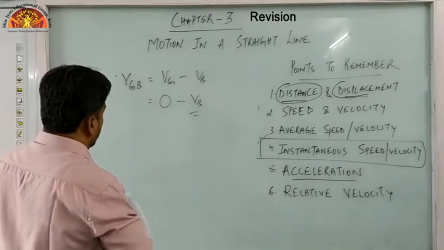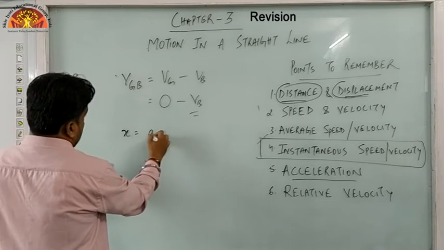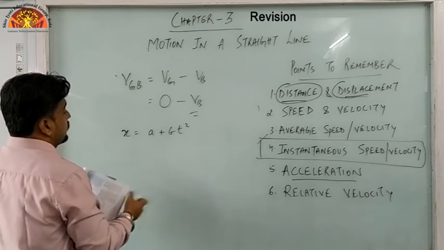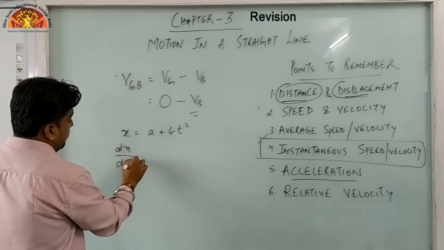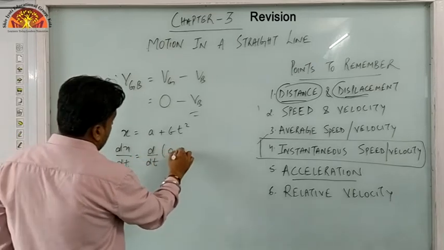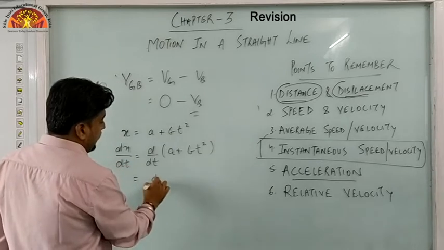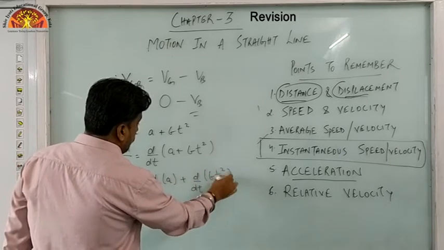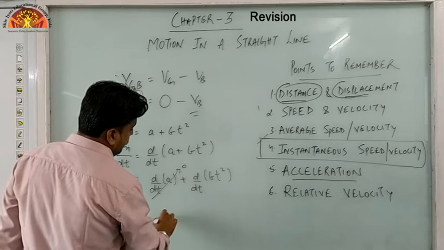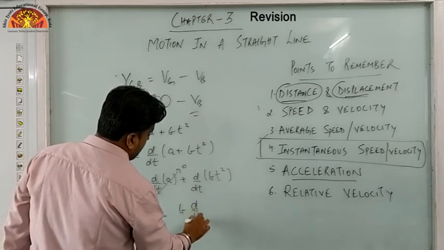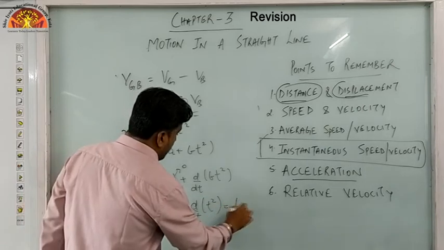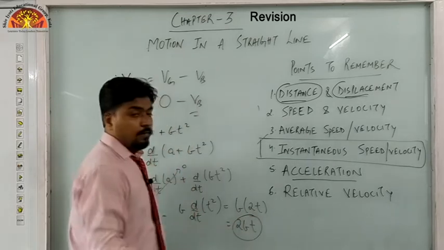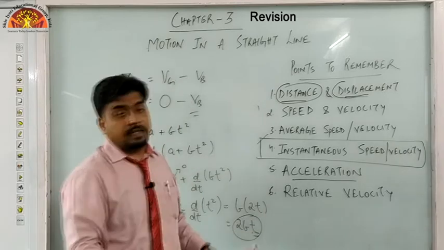So we are given x equals a plus bt squared and we need to find the velocity at t equal to 0 and t equal to 2 seconds. So it would be dx by dt, that is d by dt of a plus bt squared. So that becomes d by dt of a plus d by dt of bt squared. This first term will be zero, as the differentiation of a constant is zero, and this would come out to be b into d by dt of t squared, so b into twice of t, that would be 2bt. And we have to do it at t equal to 0 and t equal to 2 seconds, so you just need to put in the values and you will get the answer.